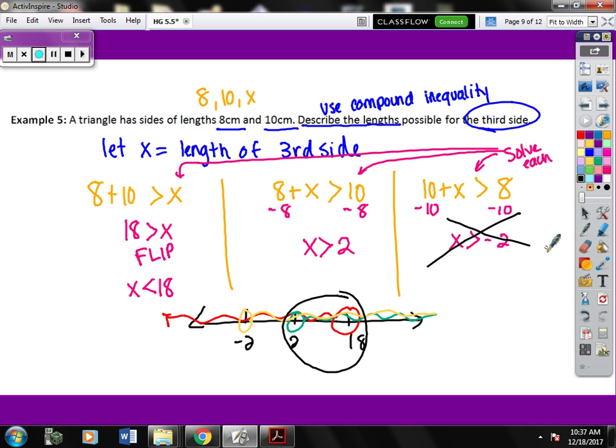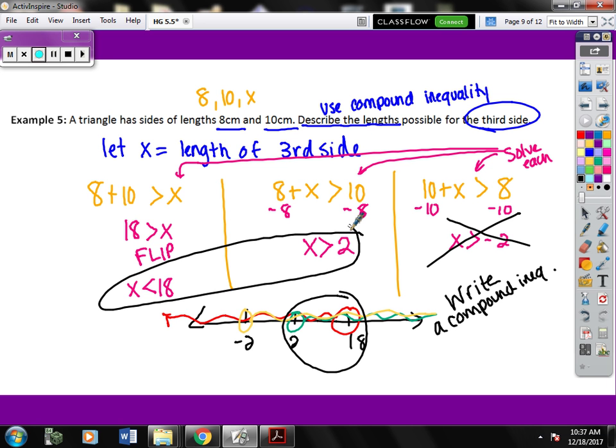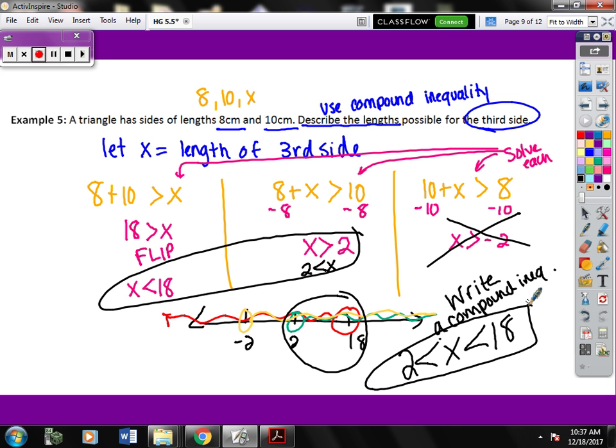And then your last step is to write a compound inequality. This is an and compound inequality, so it's going to be that string of inequalities. You're going to take these two things and put them together. Some students like to flip this one to make it 2 is less than x and x is less than 18. That's how the final answer will read: 2 is less than x, which is less than 18. So the values anywhere between 2 and 18, non-inclusive, could be decimals, could be whole numbers, would form a triangle.